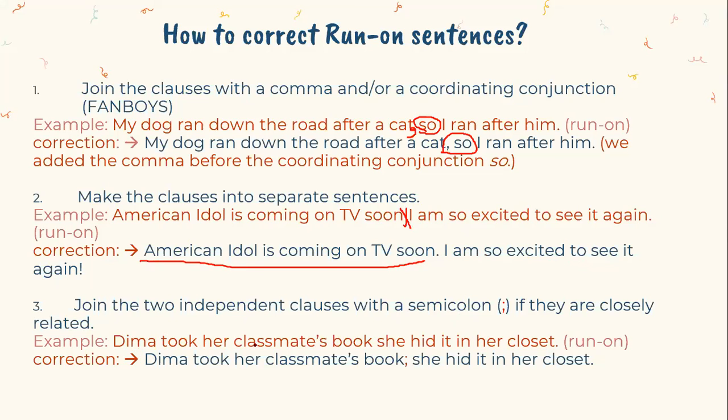Third example, Dima took her classmate's book. She hid it in her closet. Third way to correct run-on sentences, you can add only a semicolon. Dima took her classmate's book. This is where the first idea ends. We add a semicolon. She hid it in her closet, period. So you see, guys, after the semicolon, I didn't add a fanboy, and the word starts with a small letter after the semicolon. So when you want to correct run-on sentences, you have three ways. Either you add a comma with a fanboy, or you put a period, or you add a semicolon.